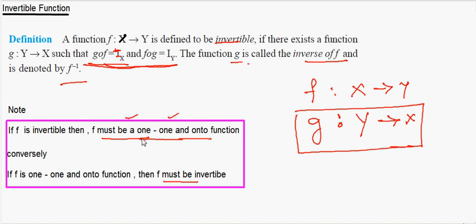If the relation is given, you can just draw an arrow diagram and check whether it is one-to-one and onto function, or you can just check the values. If you come to know that it is one-to-one and onto, then don't do the actual calculation. By this only you can say that it is invertible. So you need not find out the inverse. I hope you are clear.